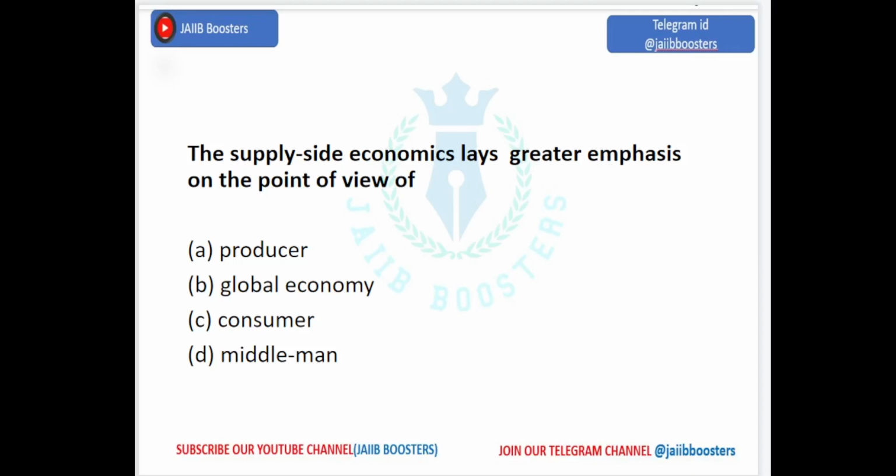The first question is, the supply side of economics lays greater emphasis on the point of view of: producer, global economic, consumer, middleman. The answer is producer.